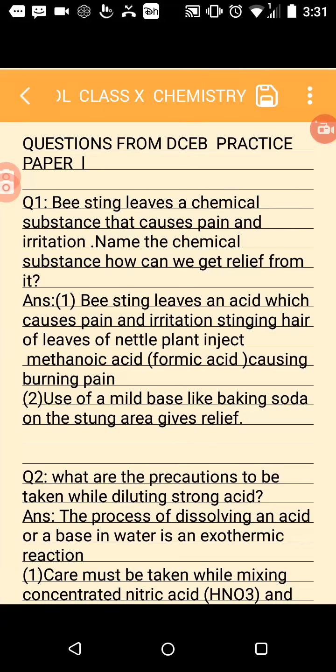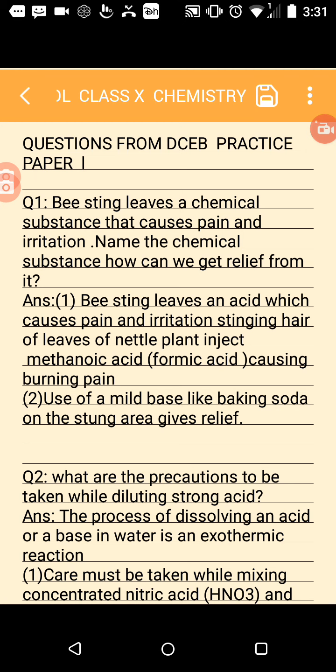Now today we will deal with the questions taken from practice paper 1 for the month of March April 2021. Now move on to question number 1, students. A bee sting leaves a chemical substance that causes pain and irritation. Name the chemical substance and how can we get relief from it.